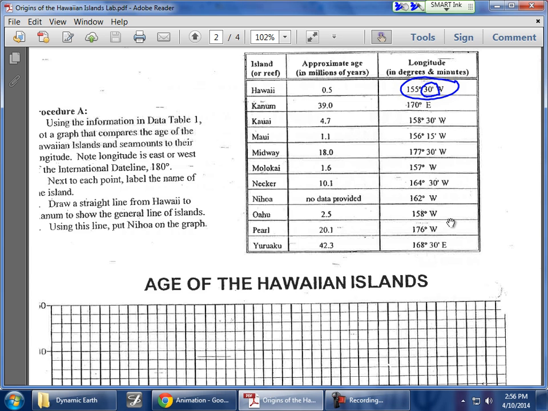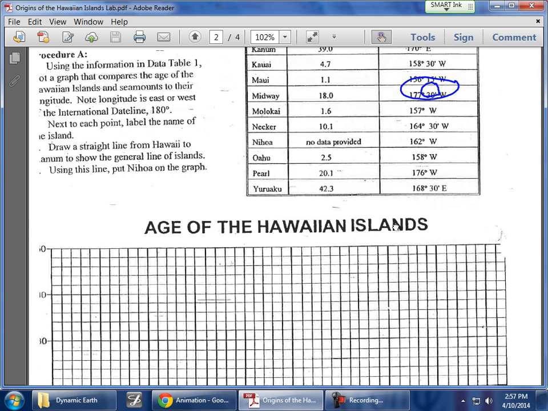How many minutes are in 1 hour? How many minutes are in 1 degree? 60. It's the same. Okay. So when you see 155 and 30 minutes, that's really telling you it's like half a degree, since there's 60 minutes in 1 degree. So let's go ahead and put that down here.